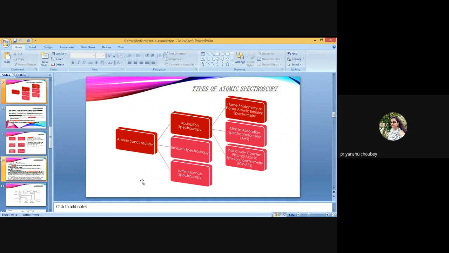The excited neutral atoms or ions of the sample emit radiation of characteristic wavelength, with the intensity directly proportional to the element concentration in the sample. The intensity of the emitted radiation is measured by the spectrophotometer components of the ICP-AES.